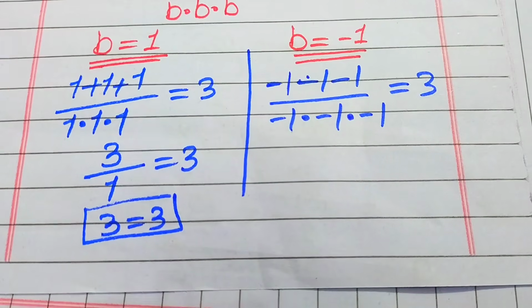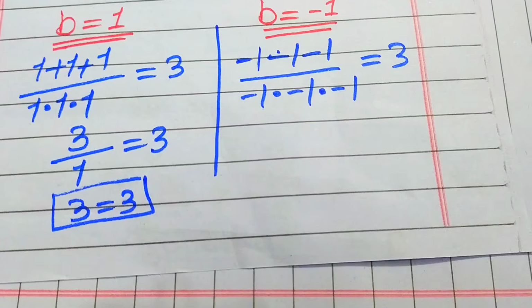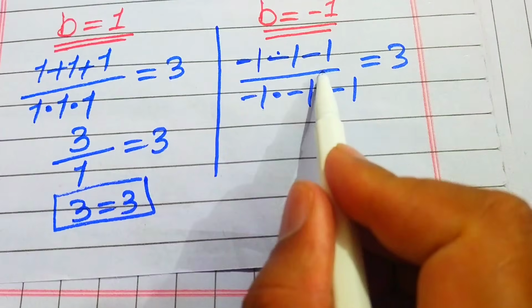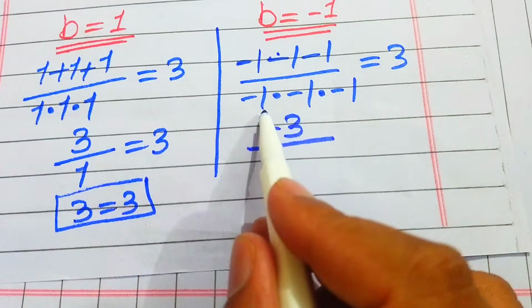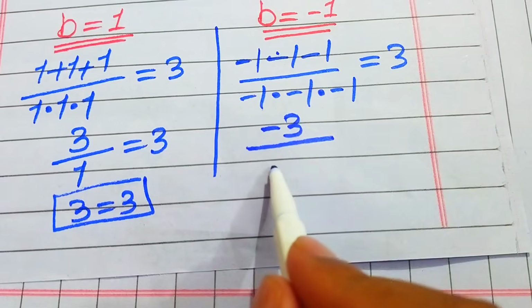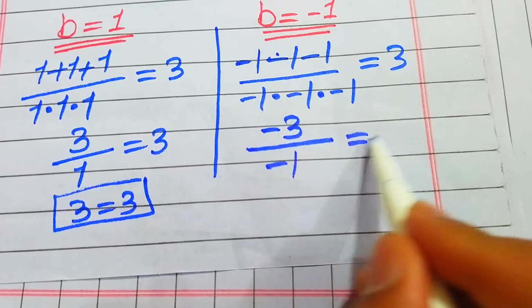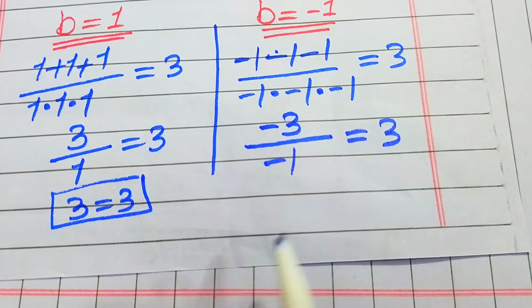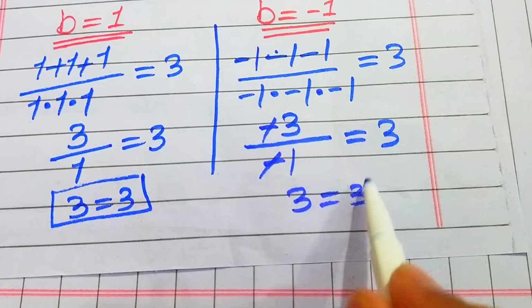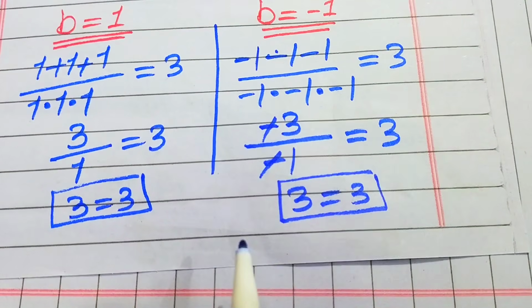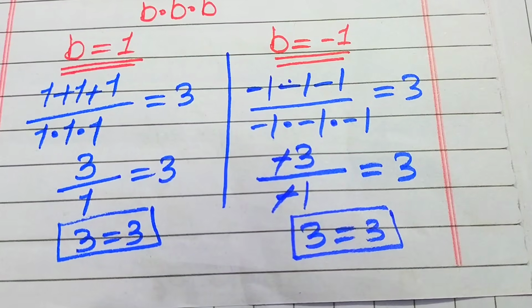And again you see that minus 1 minus 1 minus 1 becomes minus 3, and when we multiply minus 1 three times, it equals minus 1, and this equals 3. So this negative sign and negative sign are gone, and we get 3 equals 3. You see that both of the values of b satisfy our given question statement.